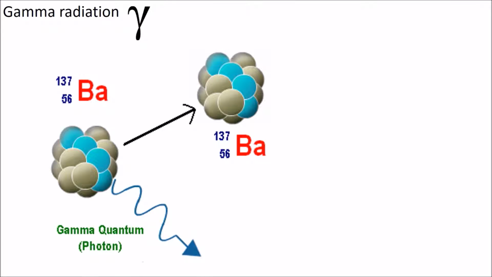Finally, gamma radiation. This is a high frequency electromagnetic wave. There are no protons, neutrons or electrons involved. It's just a wave. So the mass number and the proton number both stay the same. Having said that, there is still enough energy in a gamma ray to cause an ionization. So in gamma radiation, the numbers don't change one bit, but it's still ionizing, it's still damaging.